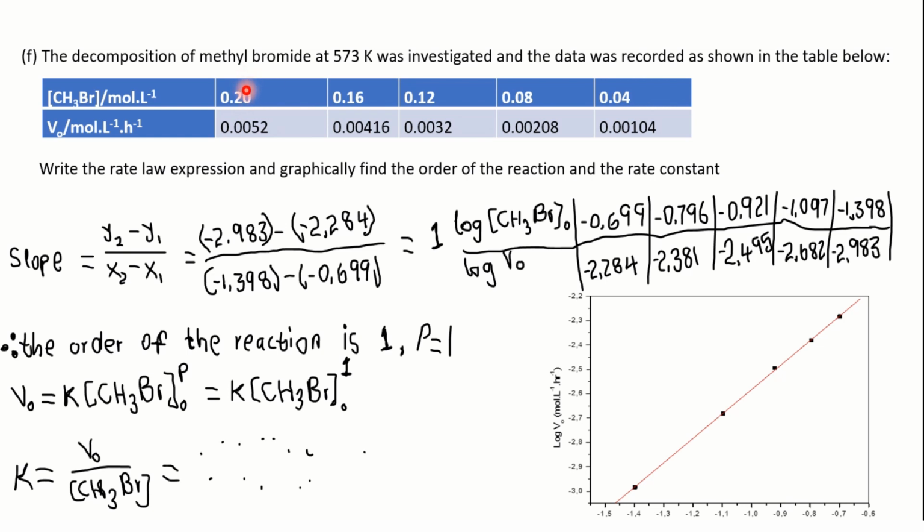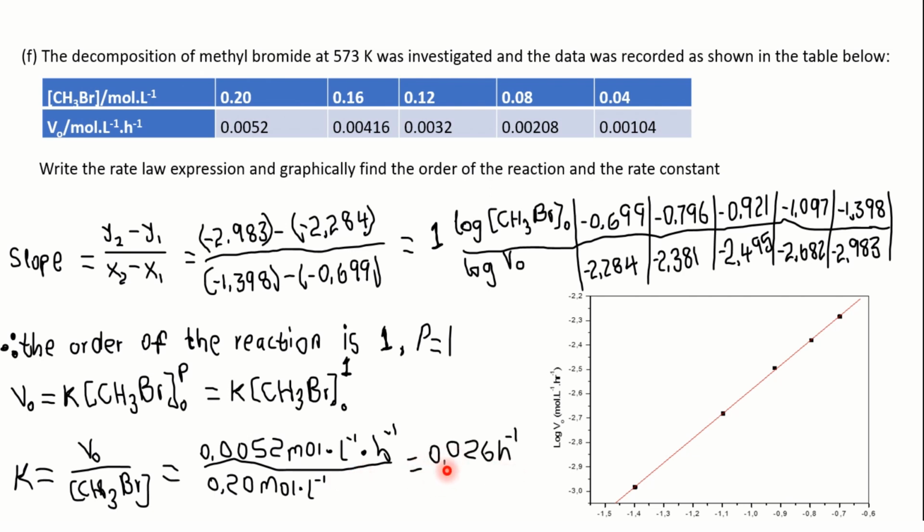So let's do that, and then we are going to have V0 as 0.0052 together with its units, like what I did here. And then the concentration, I choose this one, 0.2 mole per liter. After pressing the calculator, I realized that the answer is going to be 0.026 per hour. You will realize that mole per liter cancels out with this mole per liter, and the unit is per hour. So we have successfully answered the question as expected.